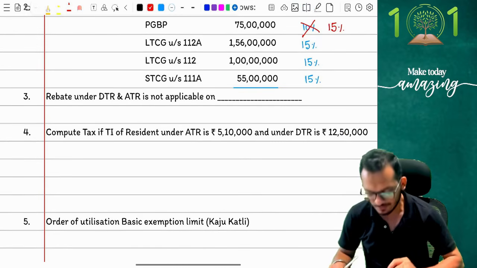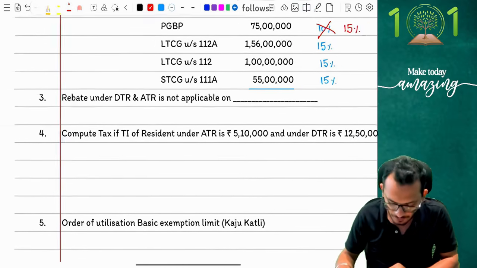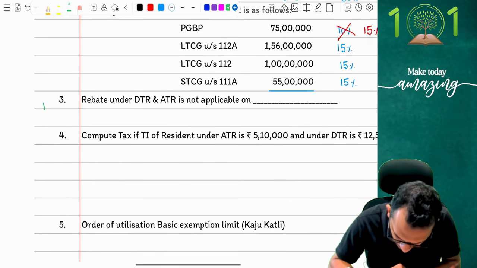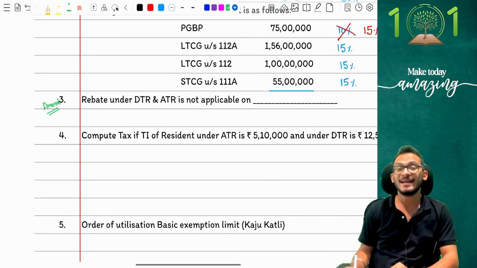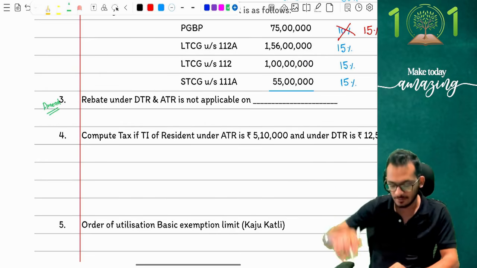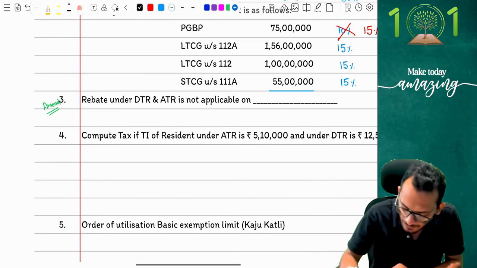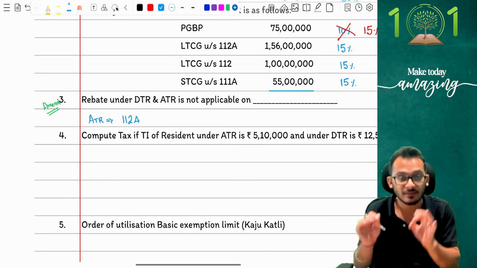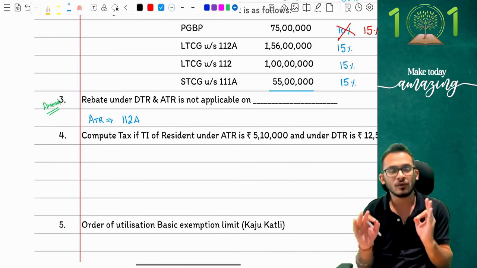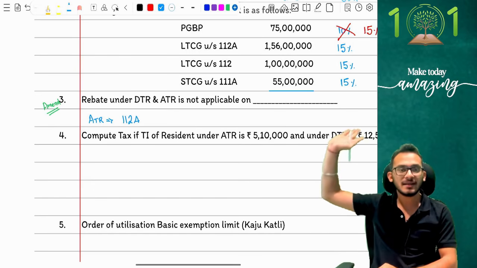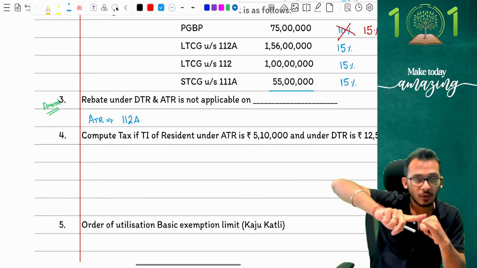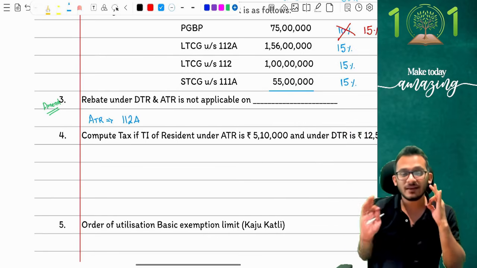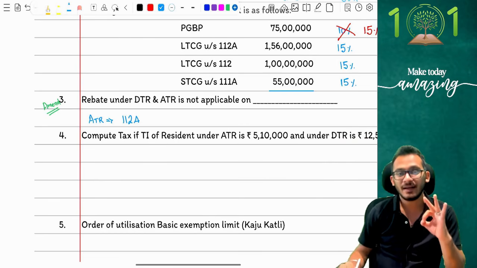Clear? Chalo. Next one is an amendment of the current year, and therefore I've put it up very importantly for you: the rebate rules when it comes to the DTR scheme and the ATR scheme. What are the rebates not eligible on? This is where students have been making horrible mistakes in examination. Under ATR, you cannot claim rebate only on 112A incomes. That is the only rule. Meaning every other income under ATR is eligible for rebate, including winnings and unexplained income.